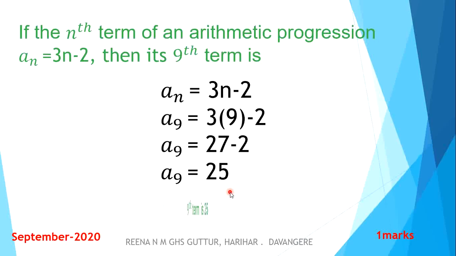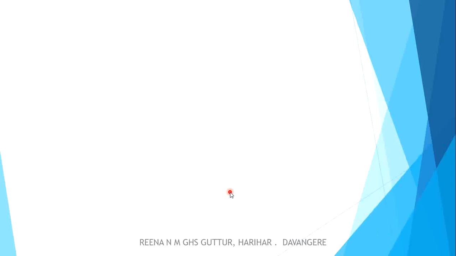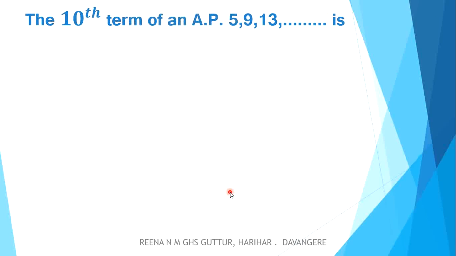Okay, the next question. The 10th term of an AP 5, 9, 13, etc. is. Here we have to find out the 10th term. For that you first write down the AP. Before that, this question is taken from the board model question paper 1. This is also of 1 mark. So write down the AP 5, 9, 13.